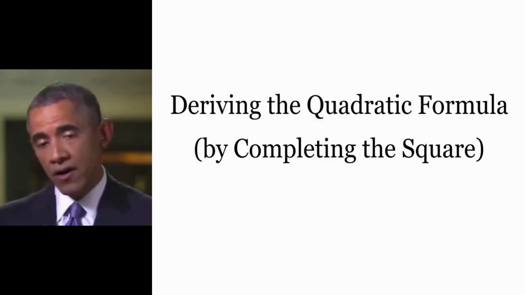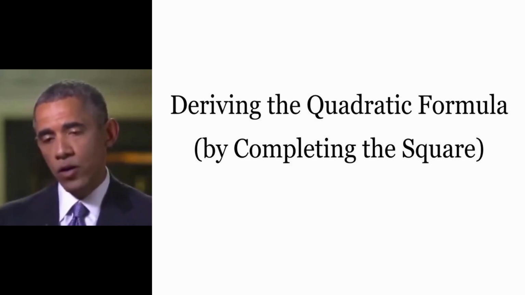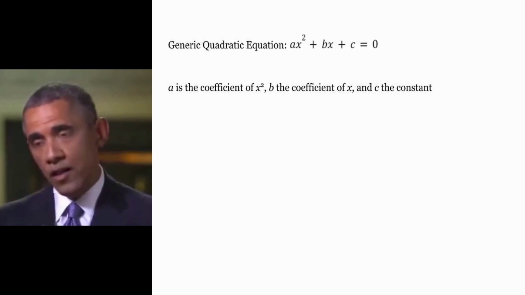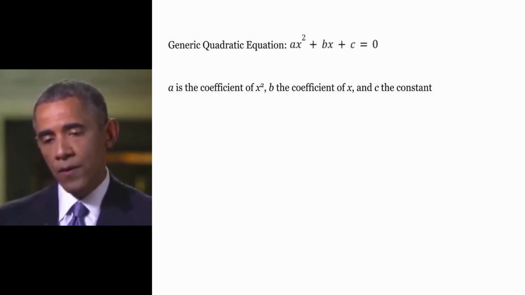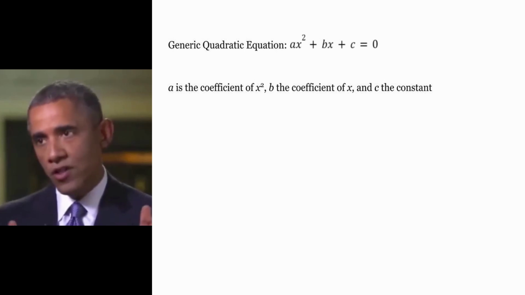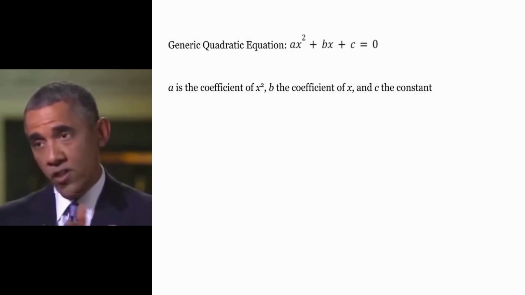We are going to take a generic equation, and by using the completing the square method, we will derive the quadratic formula. Our generic quadratic equation will be of the form a times x squared plus b times x plus c is equal to 0. This means that a will be the coefficient of x squared, b the coefficient of x, and c the constant term, which is common practice.